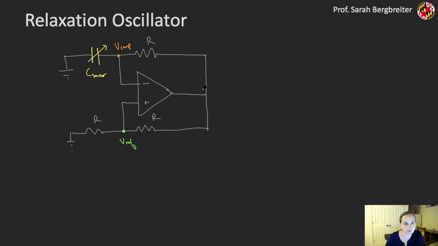And if I know that this output is going to a rail either time, so imagine it's going from 0 to 5 volts, these are two equivalent resistors, so Vref will be a square wave that is something less than 5 volts. In this case, it's around 2.5 volts.